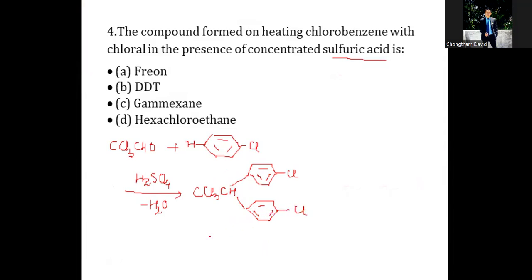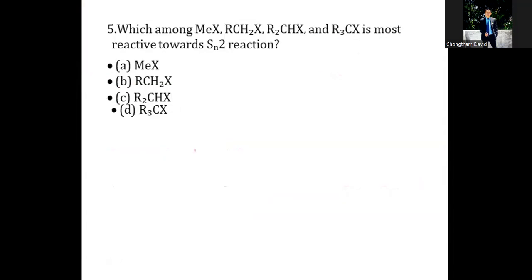So you can name this compound. This is your DDT, right? Or in the IUPAC nomenclature, you can count it as 1,1,1-trichloro-2,2-bis(parachlorophenyl)ethane, or in short, DDT. This is the answer. Next, let us move on to question number 5.